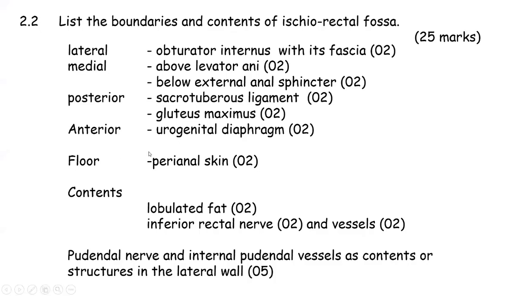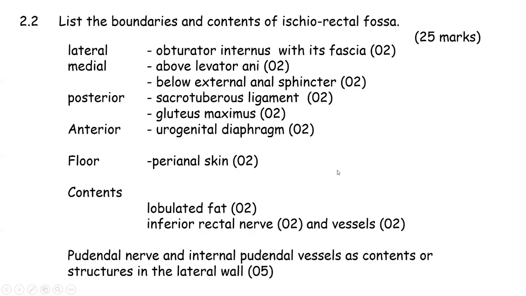And you have to include the contents as well. You have to mention the fat. If you specify the fat, lobulated fat, it shows that you know something about the ischiorectal fossa, right? And the inferior rectal nerve and vessels, obviously, you know these things, right? And the pudendal nerve and the internal pudendal vessels.